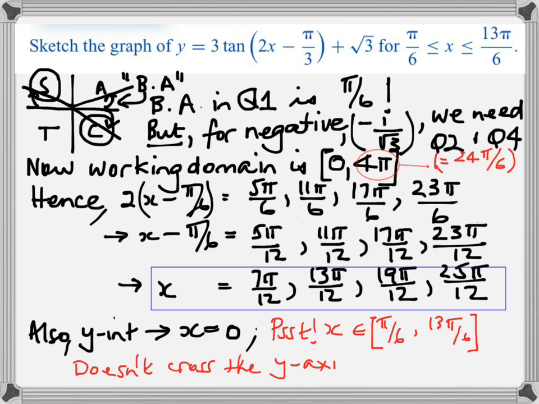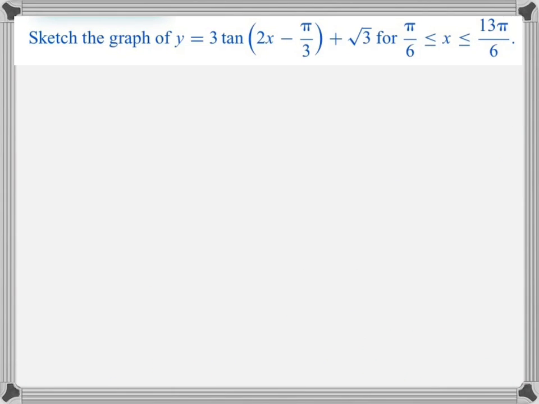Doesn't cross the y-axis. Oh, they tricked us, didn't they? Good heavens, how nasty. No y-intercept at all in this case, because we've got a restricted domain which starts to the right of the y-axis in terms of x. That's a pretty interesting twist, isn't it?